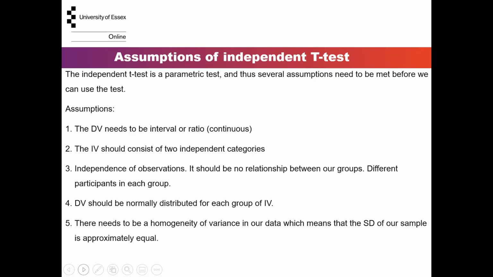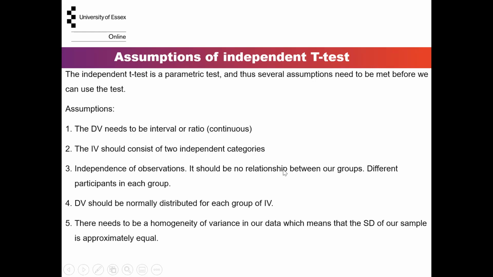And finally, the last assumption is that there needs to be a homogeneity of variance in our data, which means that the standard deviation of our samples is approximately equal. And again, this is an assumption we're going to check using SPSS. Basically what it assumes is that our raw data vary around the mean with the same variance in each group. So the raw data from our group that took the drug A should have the same variation as the raw data from our participants that took the drug B.